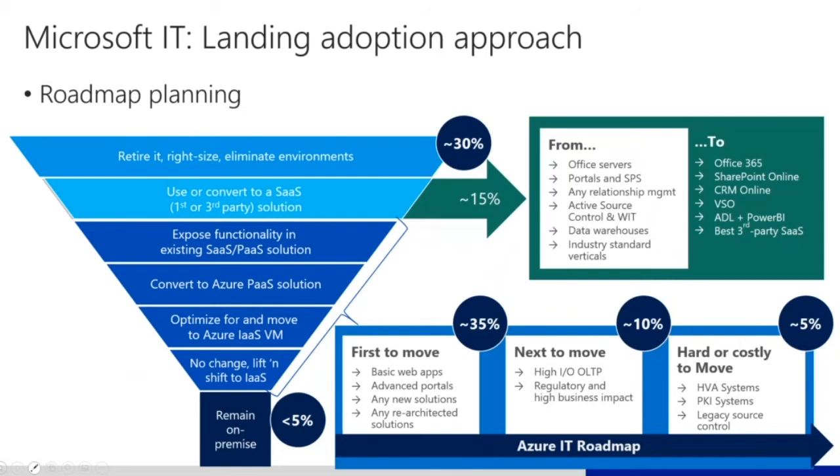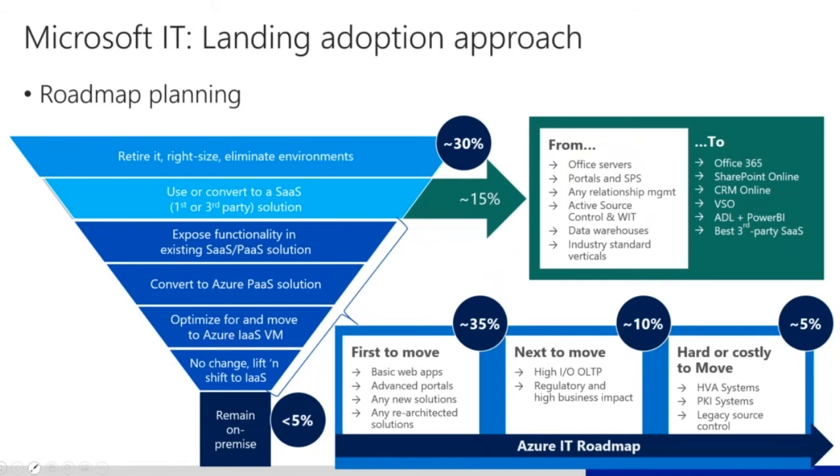They have not been used. Around 15% of applications went to SaaS. SaaS means software as a service, where they are not responsible for the infrastructure, just responsible for using the application. Most importantly, Office 365. All the SharePoint servers, all the Exchange servers that Microsoft was using were moved to Office 365, to SharePoint Online, to CRM Online, to Azure DevOps, and Power BI. All these things moved to a SaaS environment, and they have planned migrations to move those.